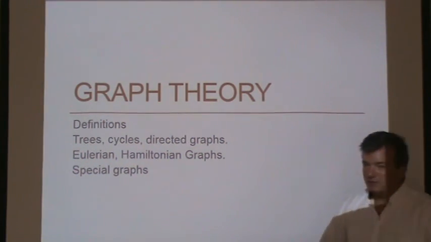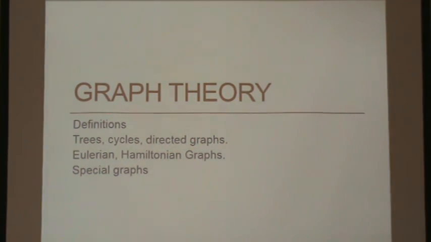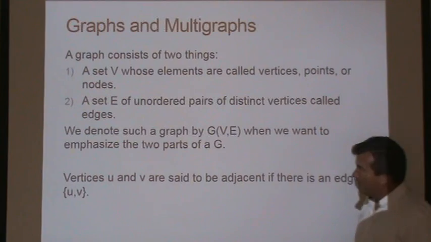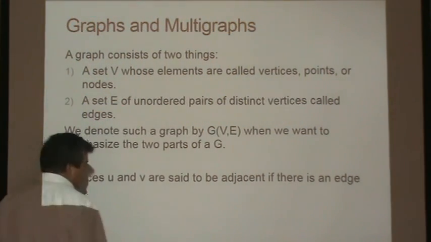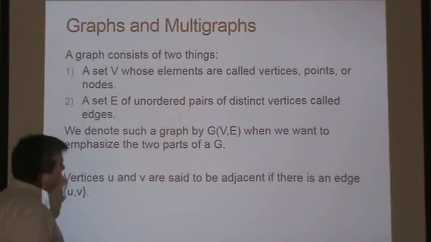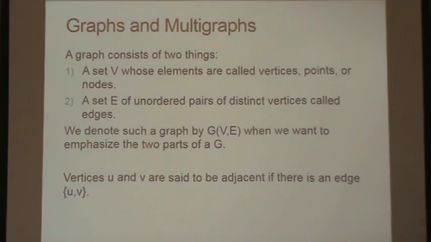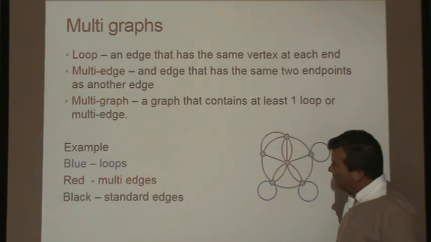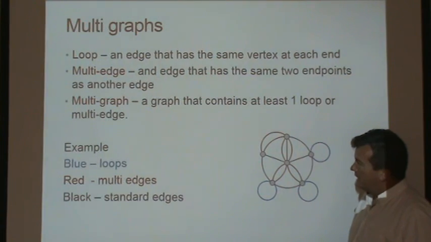So this will serve as kind of an introduction to graph theory. I'll just go over some definitions of what a graph is and what a multigraph is. A graph basically consists of a collection of points and then connections between those points. The points are going to be called vertices. Sometimes they're called points, sometimes nodes, but usually in graph theory they're called vertices. And then a set of edges connecting the vertices together will let us know if the points are connected or not. A multigraph is a graph that contains either loops or multi-edges.